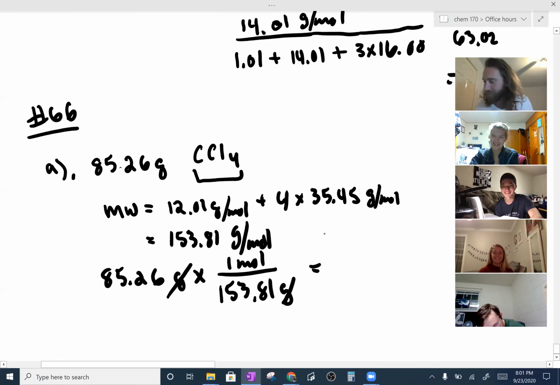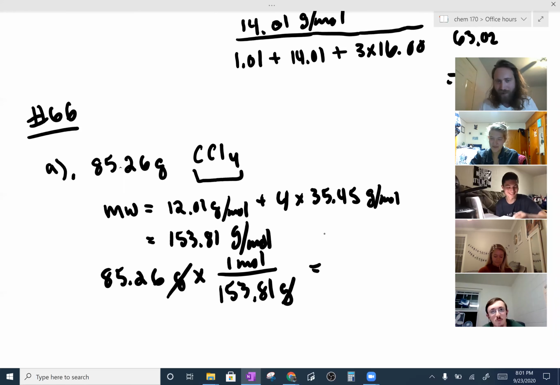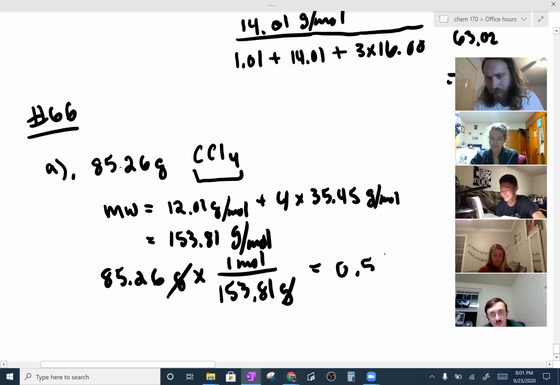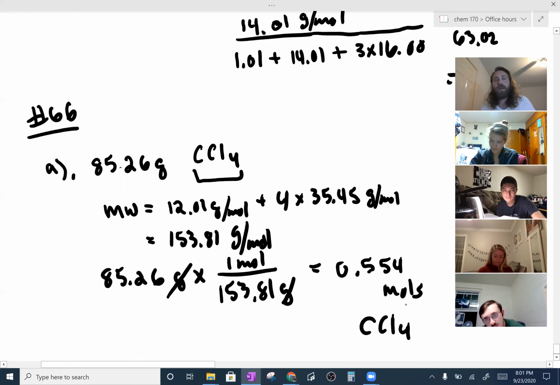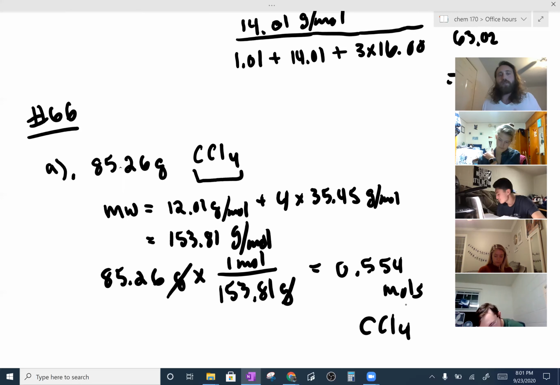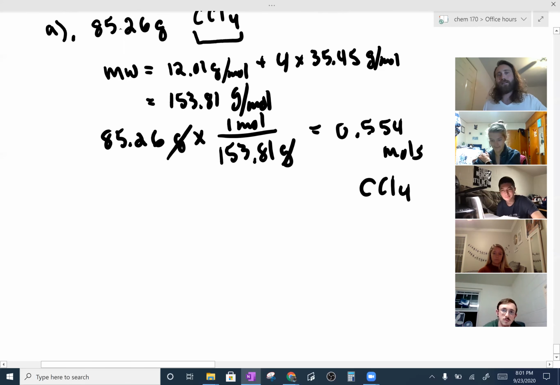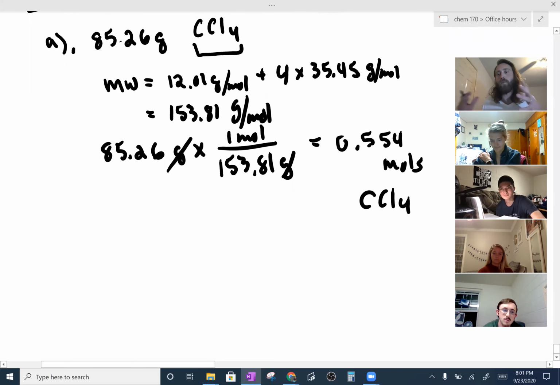This is hilarious. Okay, so we end up with the total number of moles, 0.554 moles of CCl4. Okay, so now we have the moles of CCl4. To get from moles to molecules, we need to use Avogadro's number because that tells us how many molecules are in 1 mole of that compound. So to go from moles to number of molecules, all we have to do is multiply by Avogadro's number.